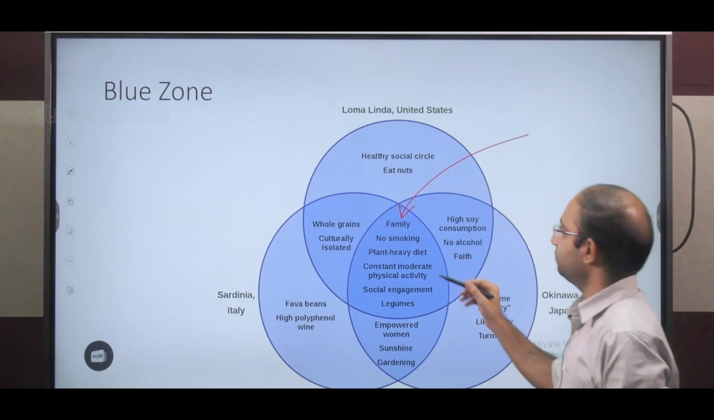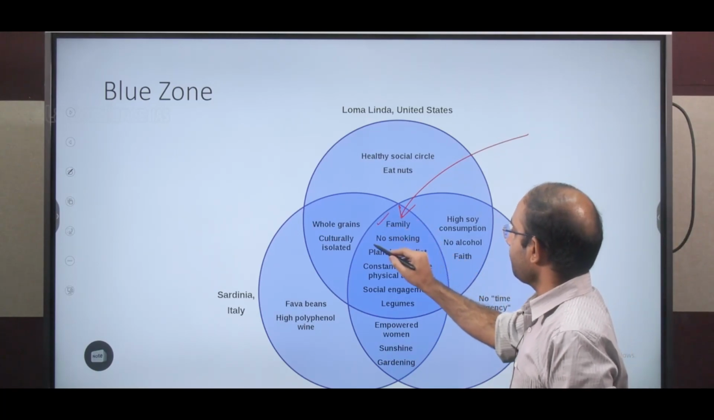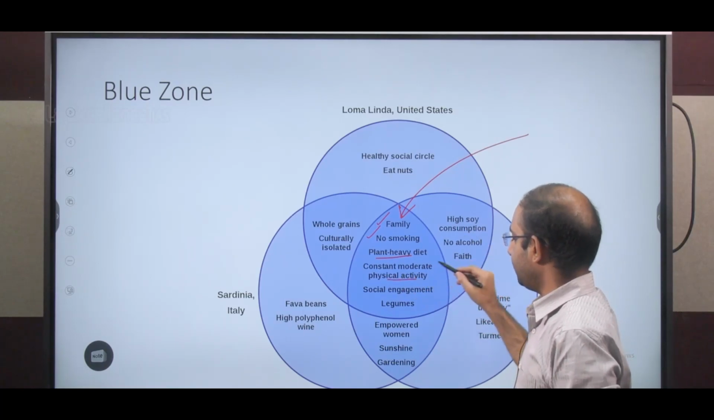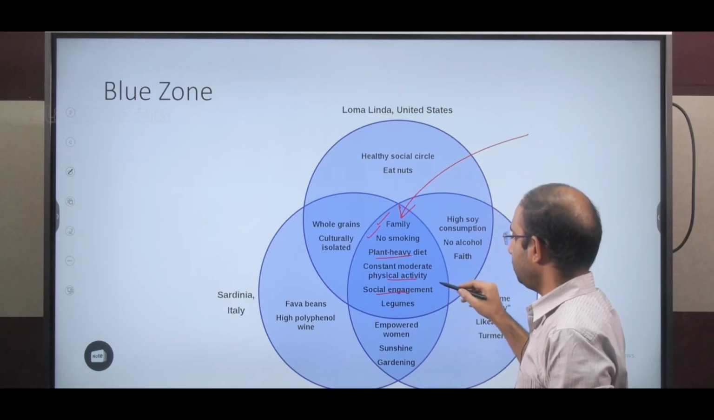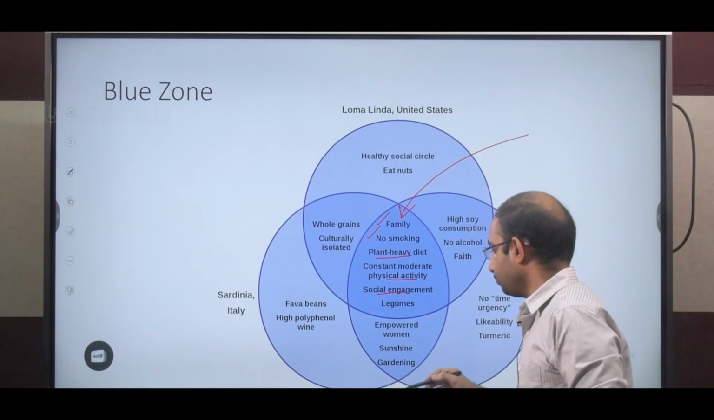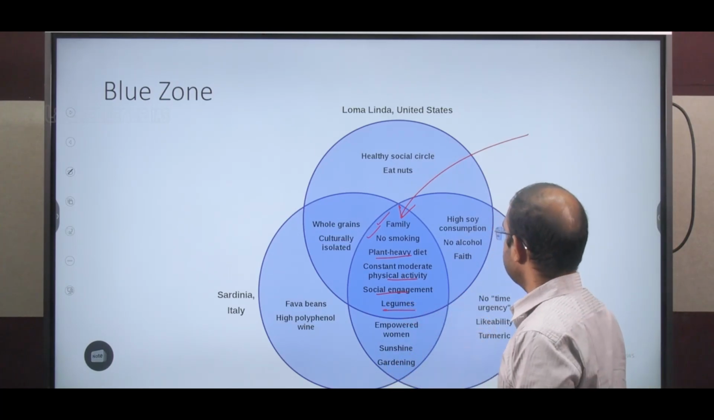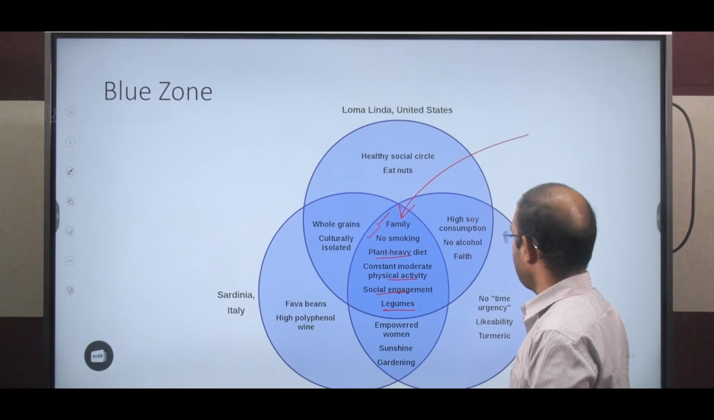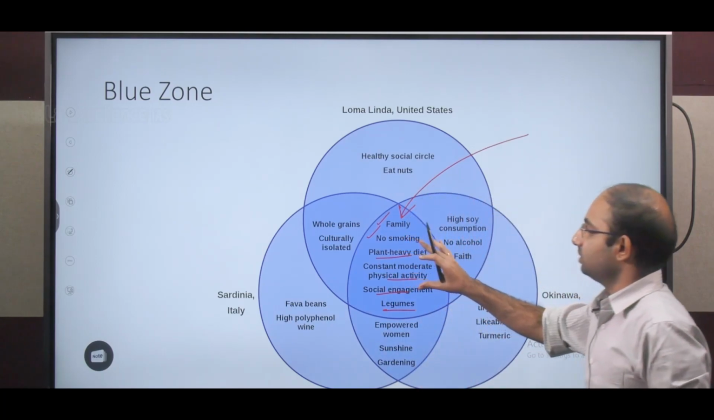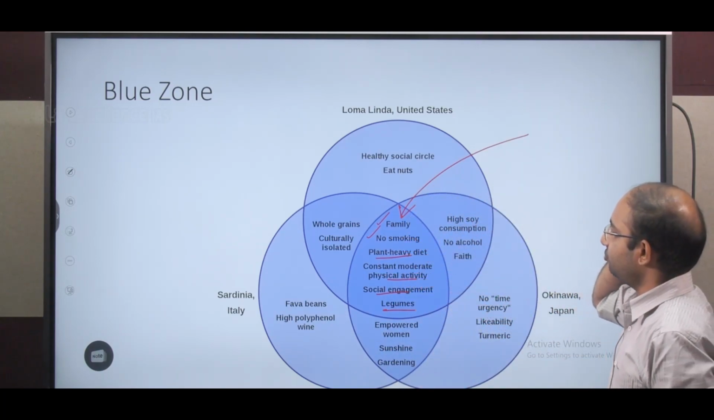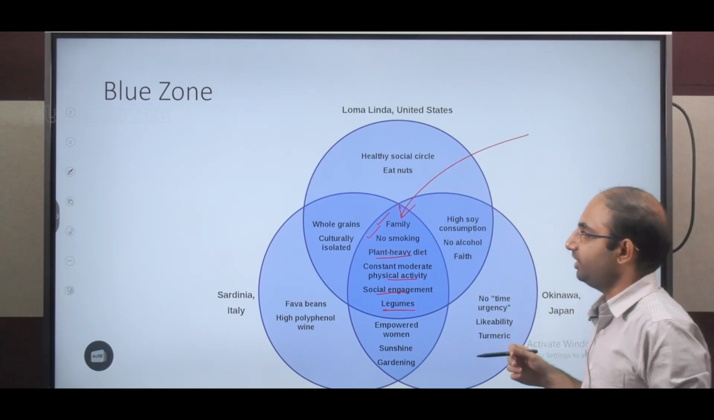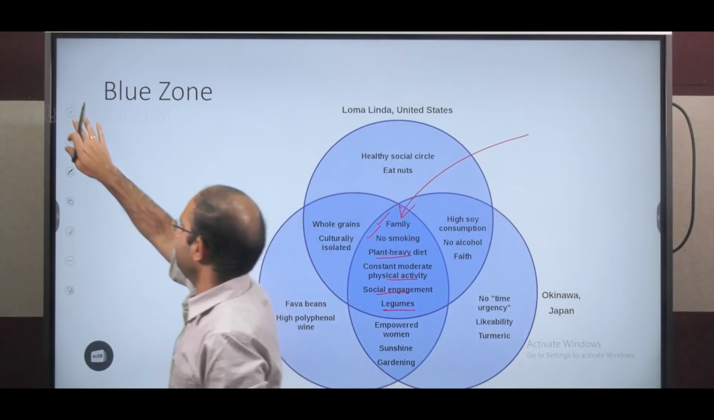So all these societies give high importance to family, no smoking, they have a very plant heavy diet, physical activity, engagement with the community like being part of the church or being part of the local self-help group. They eat a lot of legumes. These are some of the habits that are common to all of them. So we can say it is probably these environmental conditions which are contributing to long life rather than any genetic inclination or genetic potential.